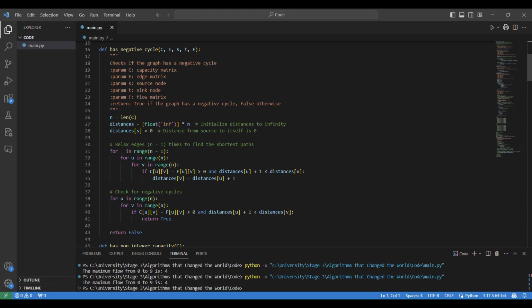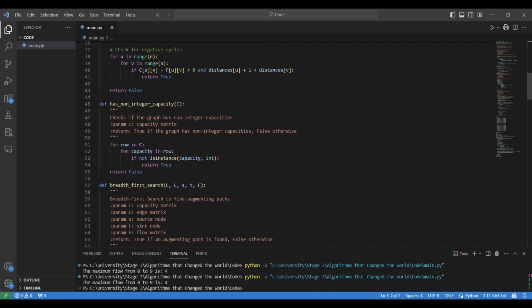The has-negative cycle function, defined on line 16, performs a check for negative cycles in the graph. By employing a distance relaxation mechanism, this function iterates through the graph, ensuring the absence of negative cycles. Detecting negative cycles is a fundamental step for maintaining the correctness of the algorithm, ensuring reliable convergence. Similarly, the has-non-intercapacity function, down here, defined on line 45, scans the graph for non-integer capacities. This check on the input graph adds a layer of validation, ensuring that the algorithm operates on a graph with well-defined and realistic capacities. Such validation steps are essential to prevent unexpected behavior and ensure the algorithm's robustness.